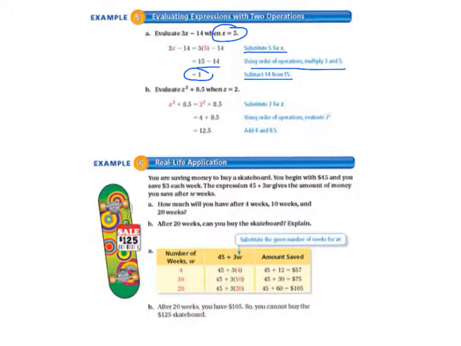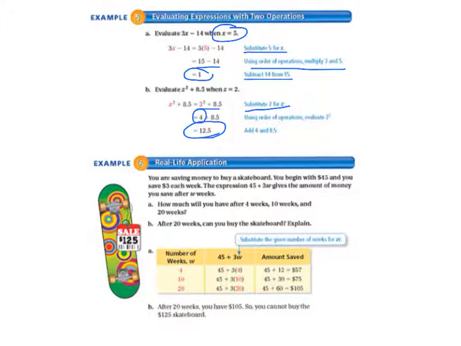And then we're going to evaluate z squared plus 8.5 when z equals 2. So we substitute 2 for z. So 2 squared plus 8.5, and we do our 2 squared first because it's the exponent. So that turns out to be 4. And then we have 4 plus 8.5, and 4 plus 8.5 equals 12.5.